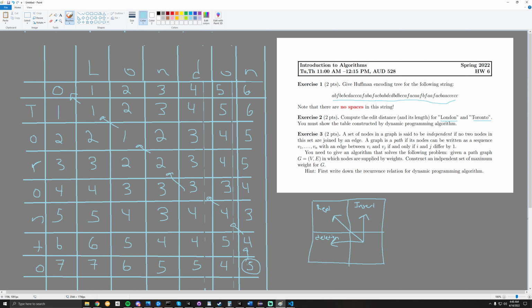Now you can see there's another route. We could have also gone this way. We could have gone to the 4, 4, 3, 3, 2, 1, 1, 0. So you can have multiple ideal paths that you can backtrack through.